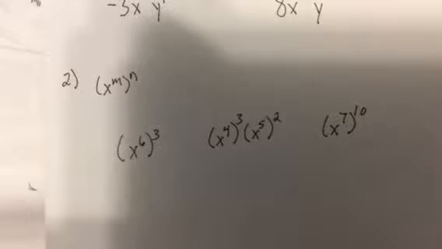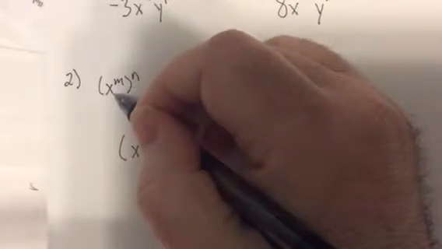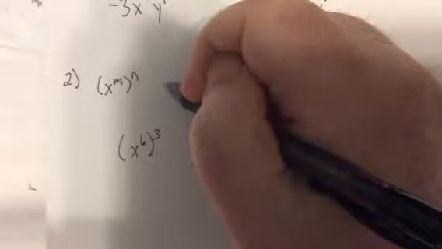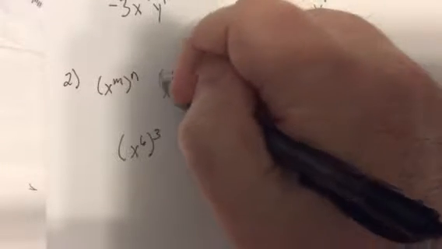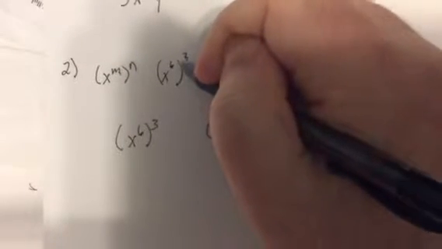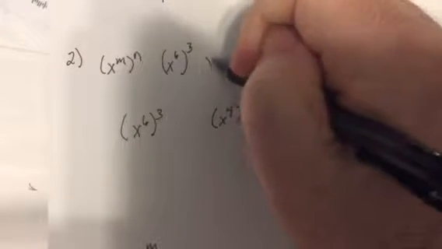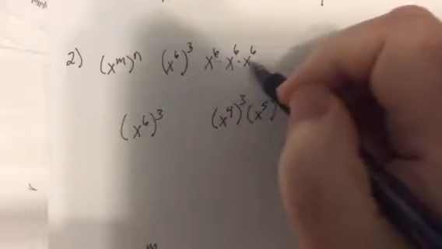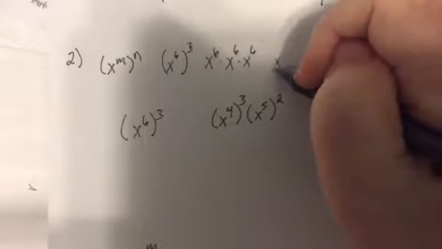Okay, second law we're going to do. What do you do when you have a base you raise to a power, then you raise it to another power? So, for example, x to the 6th to the 3rd. Well, the 3rd really means you have 3 of these multiplied together: x to the 6, x to the 6, x to the 6. And when you multiply things, you add. So it'd be x to the 18th.